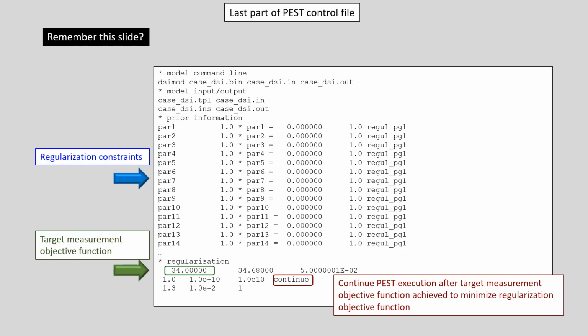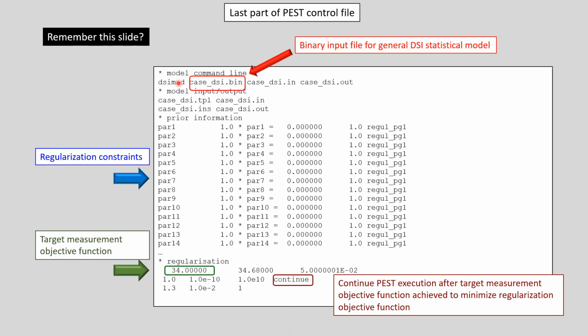Now remember this slide. This is where we said that to make the statistical model specific to our case, this was the binary file which it required. We just need to know the name of this binary file because we're now about to run post DSI mod to obtain predictive uncertainties. So we run post DSI mod.